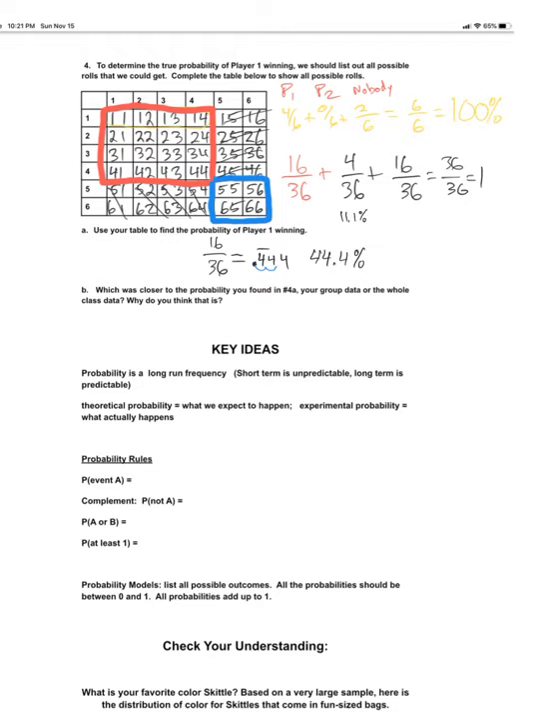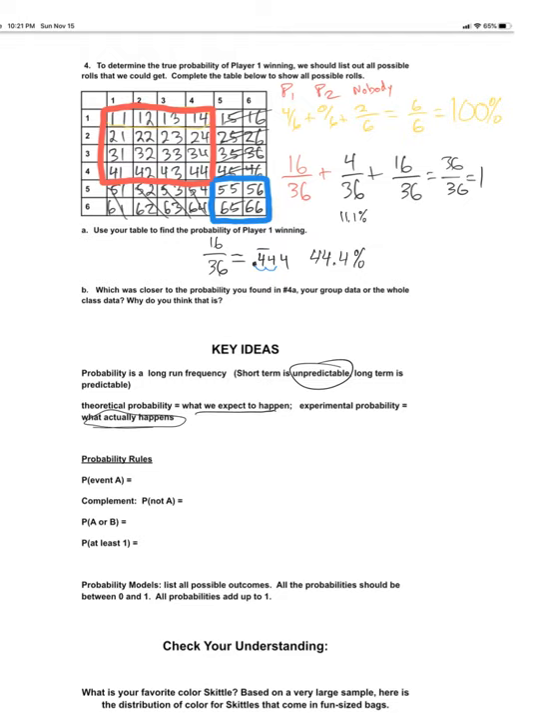All right, so if you look down at the key ideas, probability is a long-run frequency. Okay, meaning if you only roll the dice once, obviously it's unpredictable. Long-term is predictable. So you want to do long-term, meaning you do it multiple times. Theoretical probability, what we expect to happen. Experimental probability, what actually happens. Okay, so you got to remember those things because they use these words in the book and on your SATs that you're going to be taking next year.